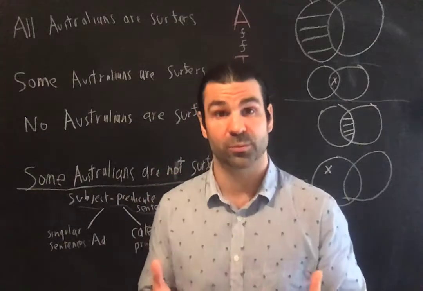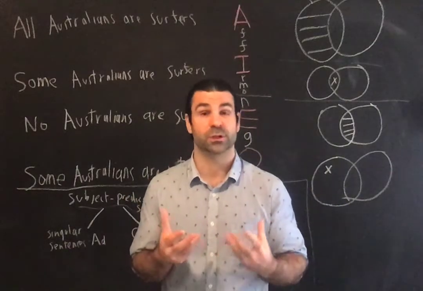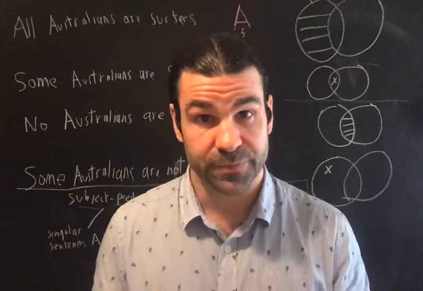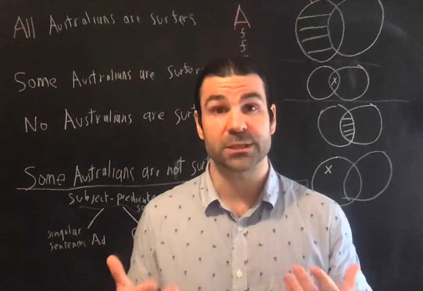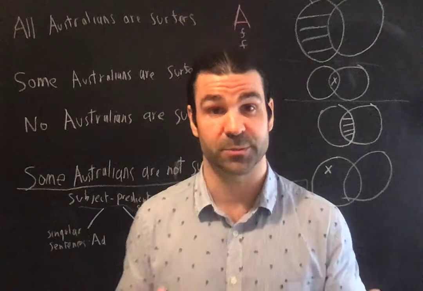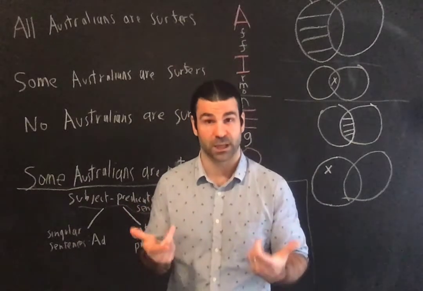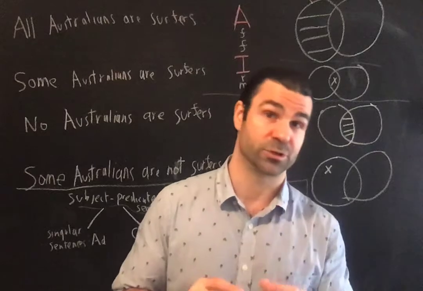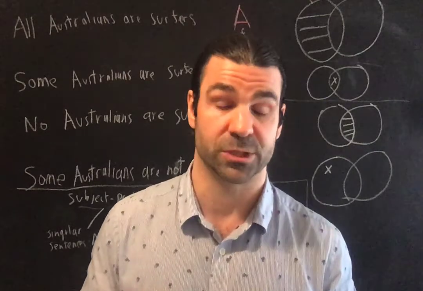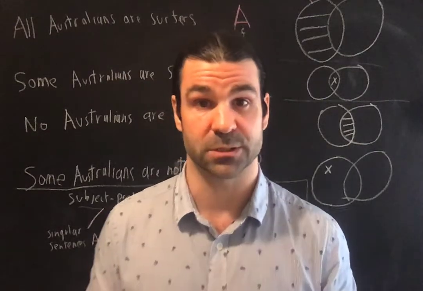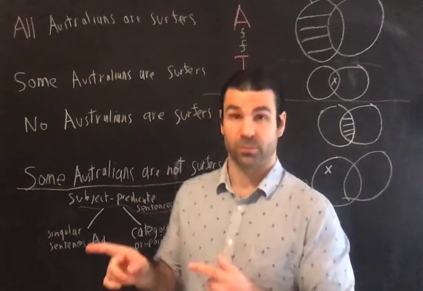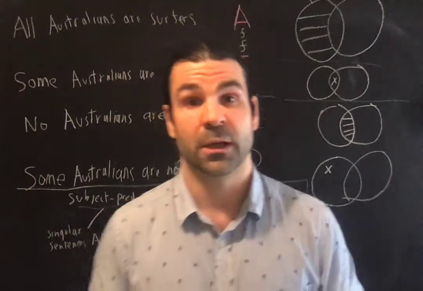What is a categorical proposition? A categorical proposition is a proposition where the subject, as well as the predicate, is an entire class. The subject and predicate are both classes, and the categorical proposition asserts an inclusion or exclusion relation between these two classes. All right, so that's what a categorical proposition is. We'll elaborate on that more in a moment.